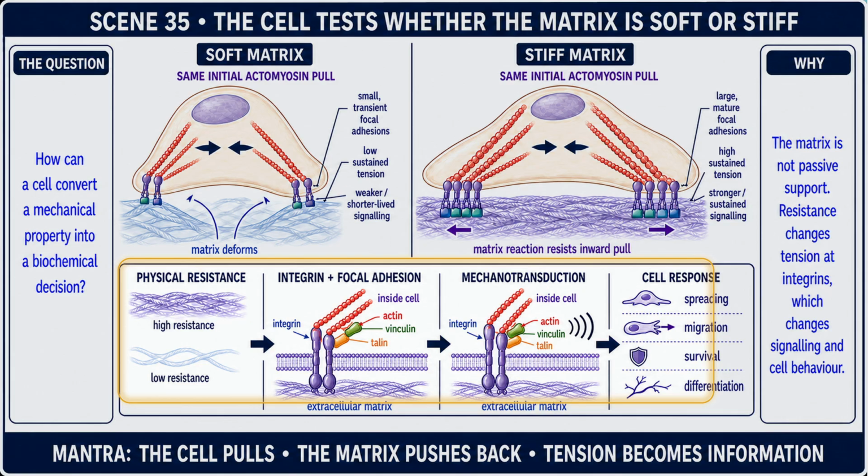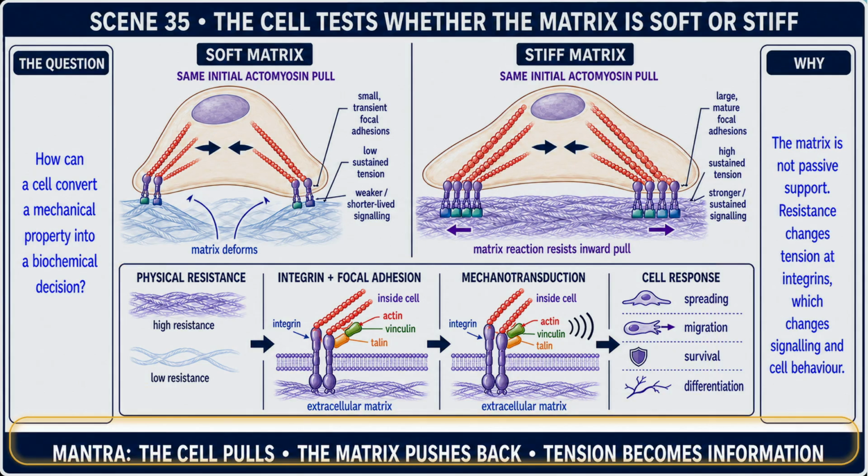Converting mechanical resistance into biochemical signaling is called mechanotransduction. Through this process, matrix stiffness can influence cell spreading, migration, survival, and differentiation. The exact biological response still depends on cell type, matrix composition, and signaling context. Stiffness is information, not a universal command. The logic is simple. The cell pulls, the matrix pushes back. Tension changes the adhesion complex, and that physical resistance becomes information the cell can use.